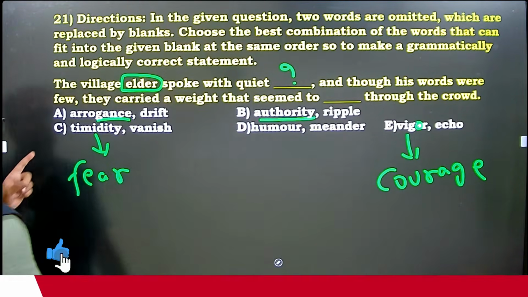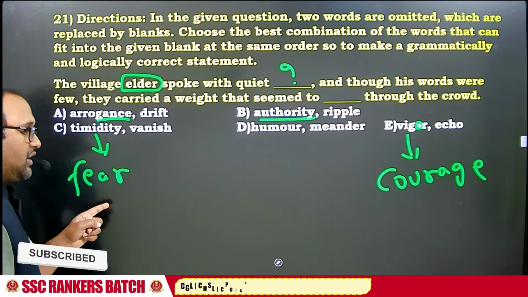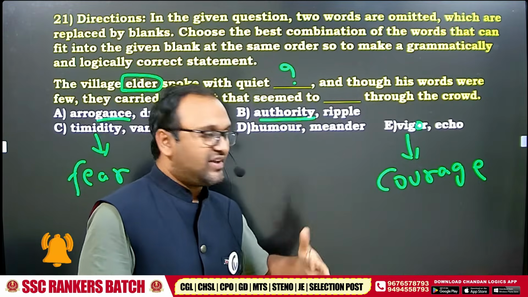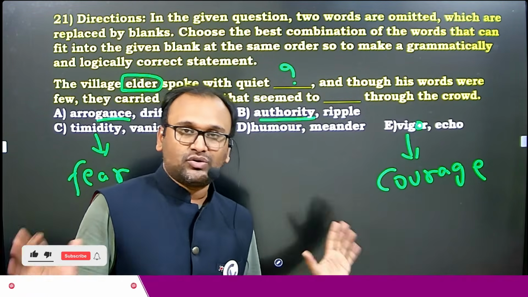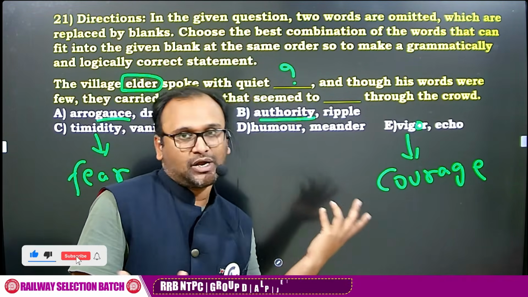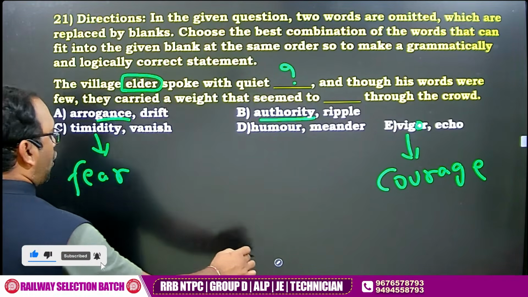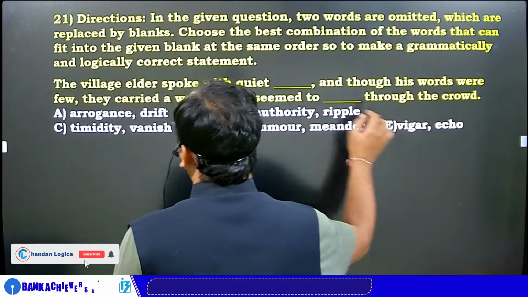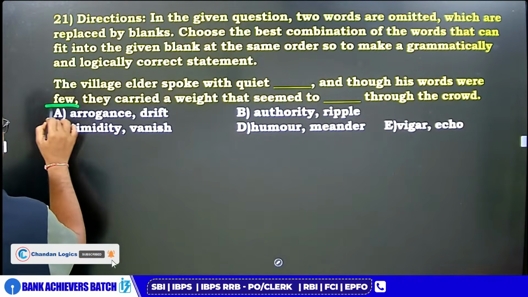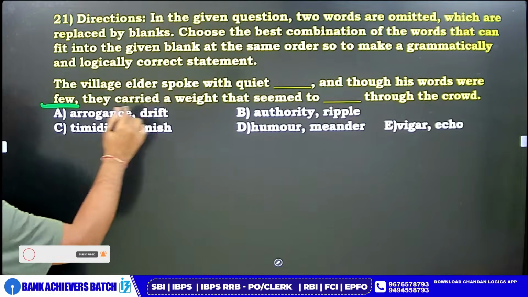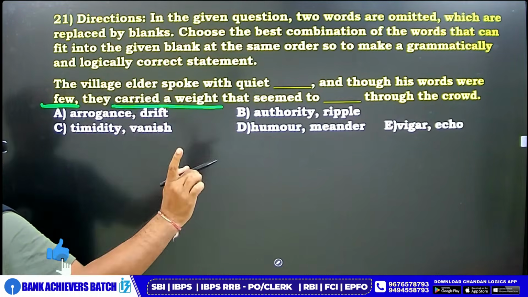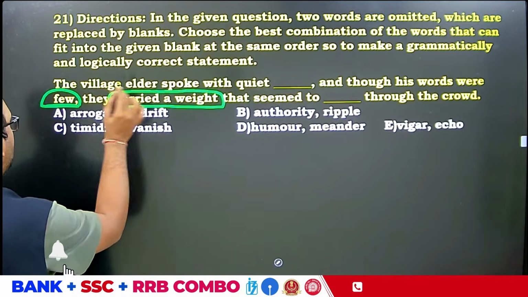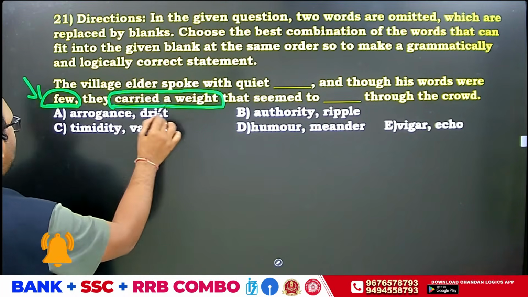Did he talk arrogantly? Did he talk in fear? Did he talk in a boss tone? Did he talk in a funny way? Did he talk in vigor? Nobody knows, because we don't know who that person is and how he would have talked. No idea. And though his words were few, they carried a weight. Now see here, this is the clue. Even though that elderly man talked very little, his words carried a weight.